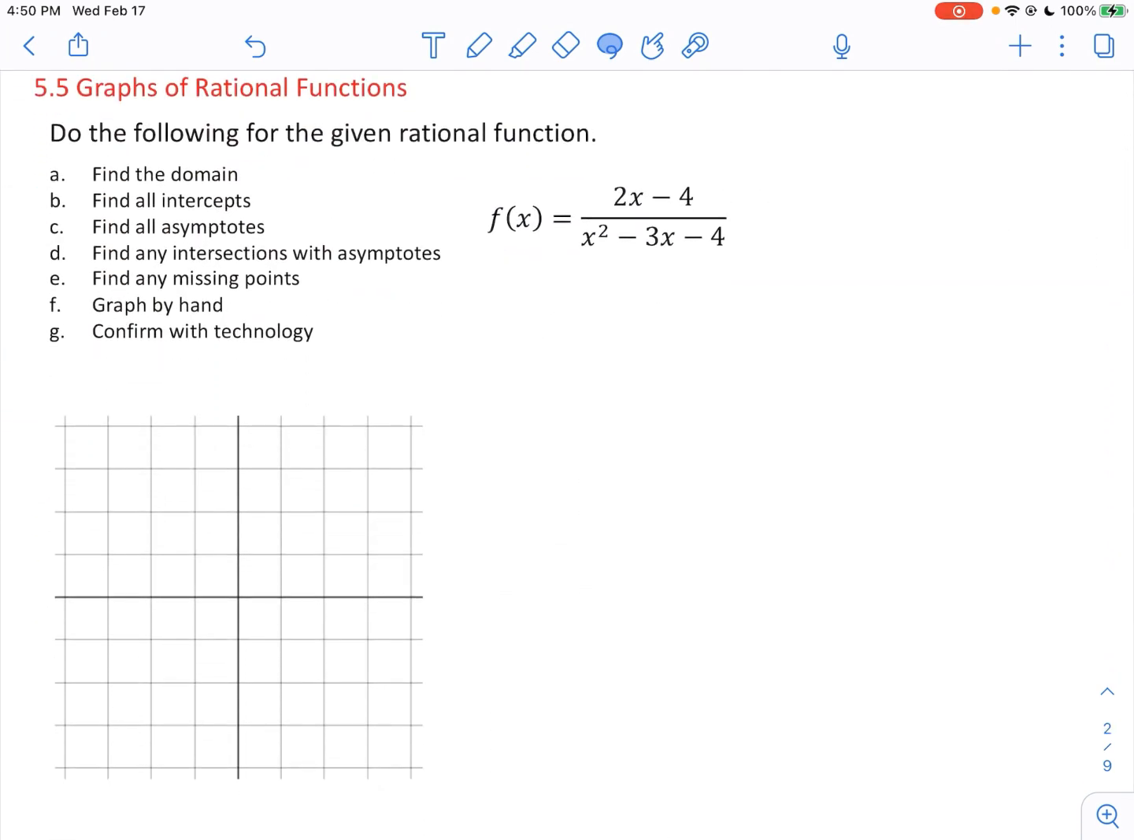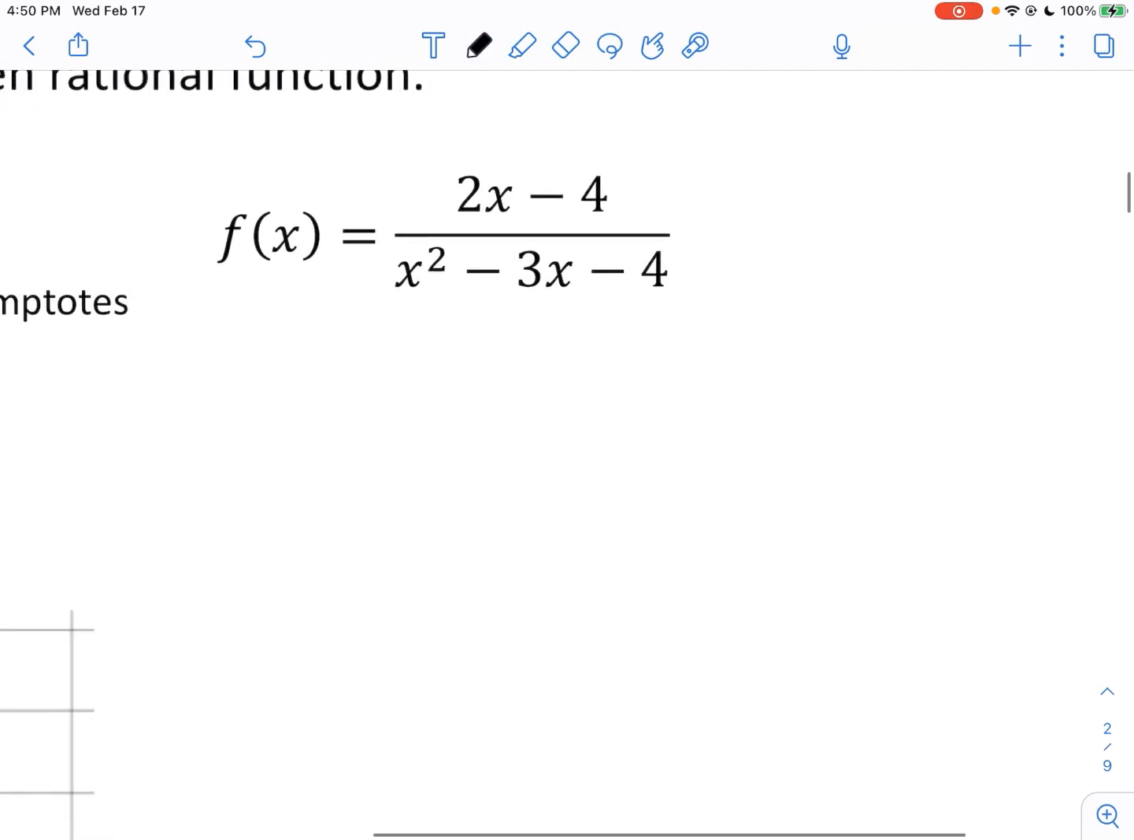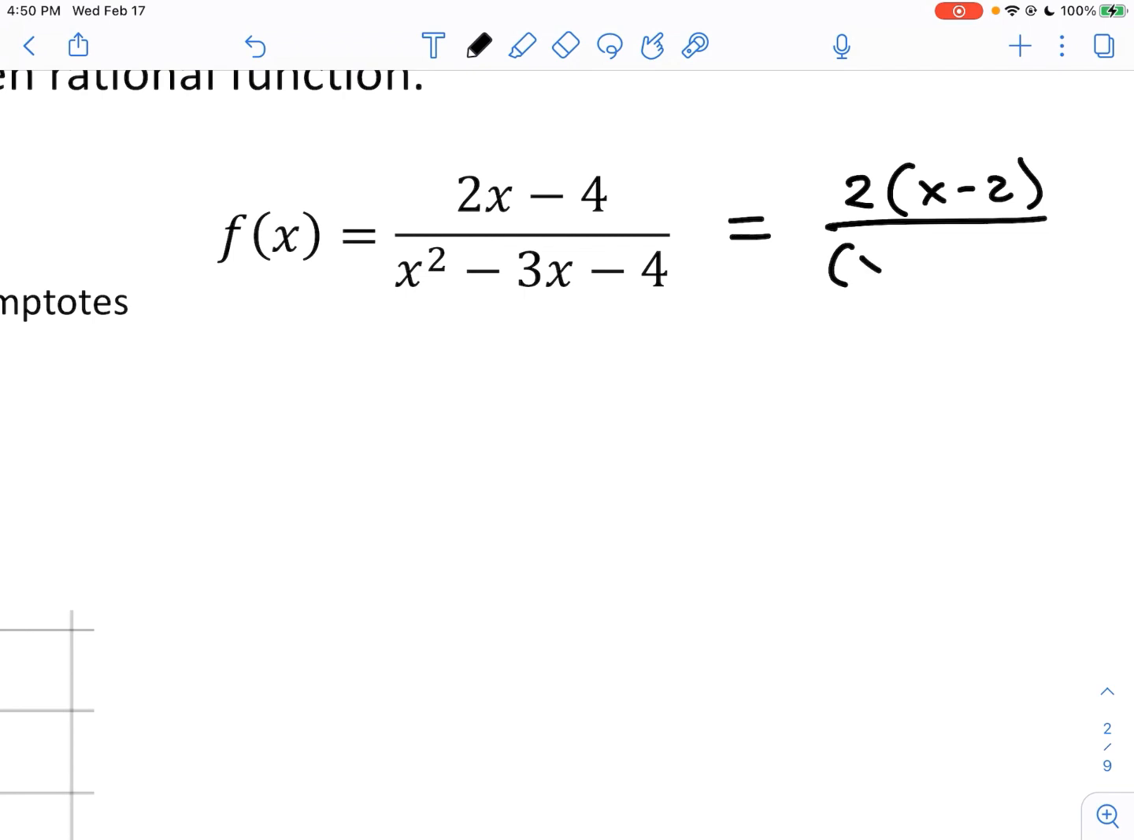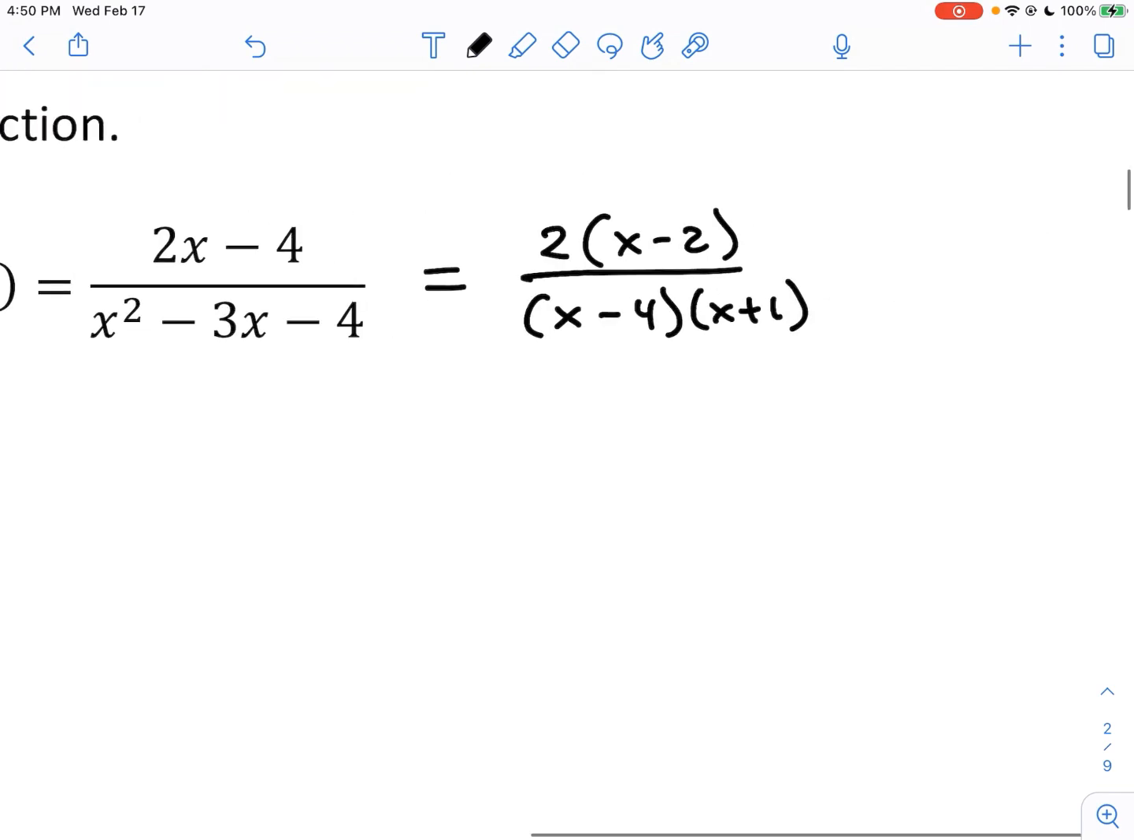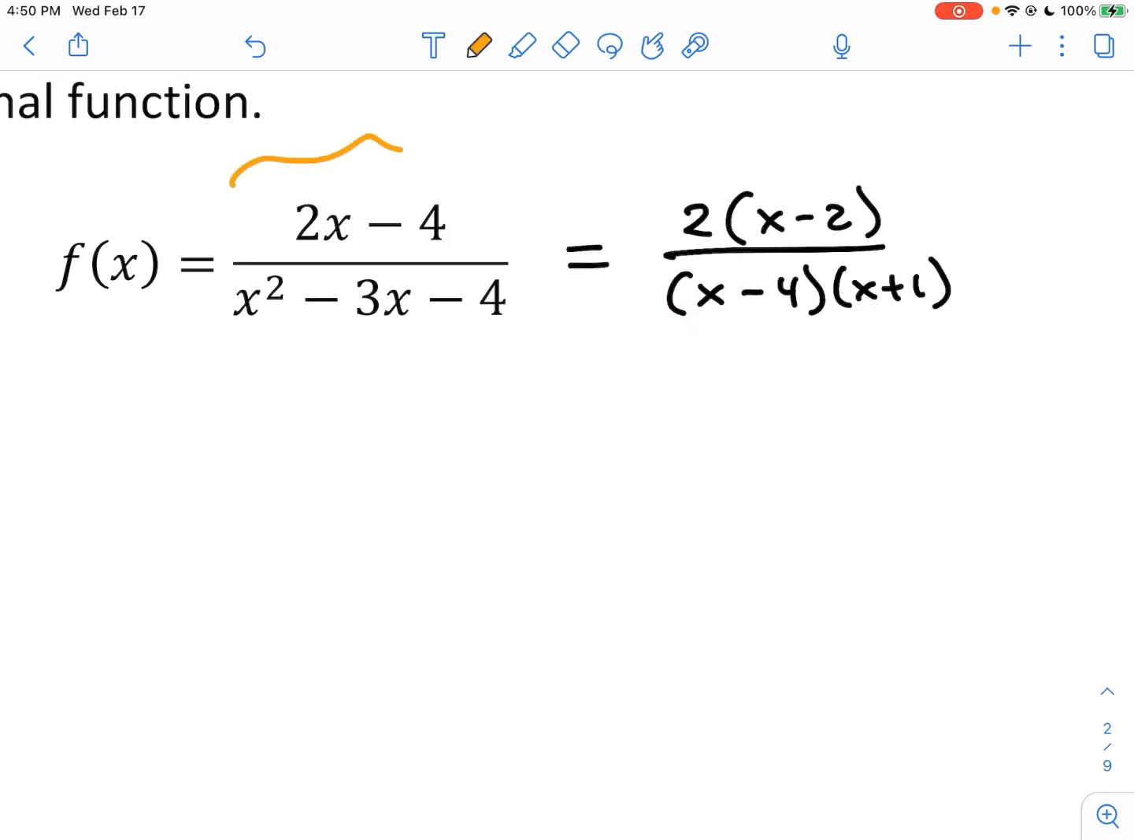The set of instructions you see here are going to be repeated for the next several tasks. We're just going to get practice graphing these rational functions, finding their asymptotes, and connecting the dots, and answering a few questions. Well, I'm going to begin by putting this in factored form. Factor a 2 out of the numerator, and the denominator factors to x minus 4 times x plus 1. Notice this one, there is no simplification that happens. I'm going to call this one here our expanded form, and this one here our factored form.